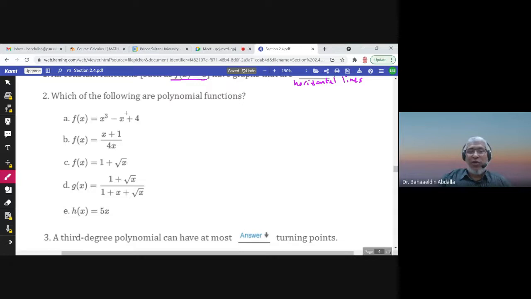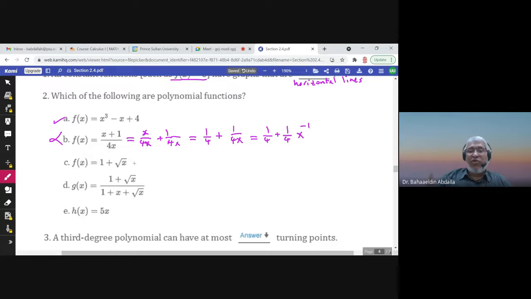The power is 3, 1, so this is a polynomial function. Here, if you distribute, it's x over 4x plus 1 over 4x. So here we can cancel x with x, so we have 1 over 4. So this is no problem. But the problem is in this term, because this x in the denominator, we cannot erase it. You can write it as 1 over 4 and take x up if you want. So you see that we have power -1. So power -1, this is not a polynomial.